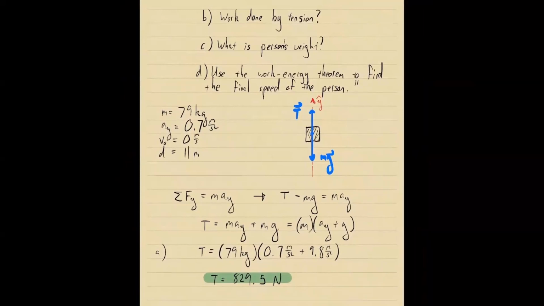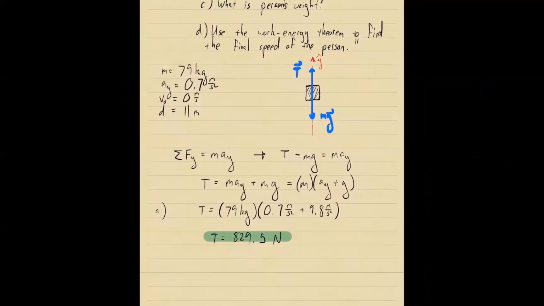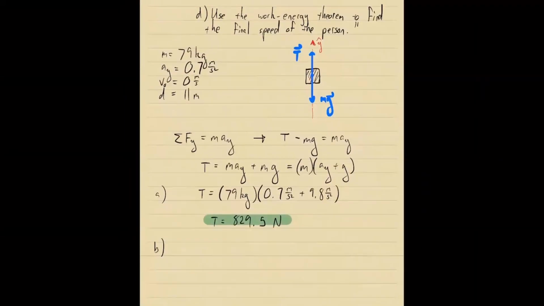So part B is asking for the work done by the tension. The work done by the tension is equal to the magnitude of the tension multiplied by the magnitude of the displacement multiplied by cosine of the angle between our displacement and our tension force. But both our tension and our displacement are in the same direction. They're both pointing upwards. The person's being lifted by this rope, and the tension is pointing upwards. So this angle is going to be 0.